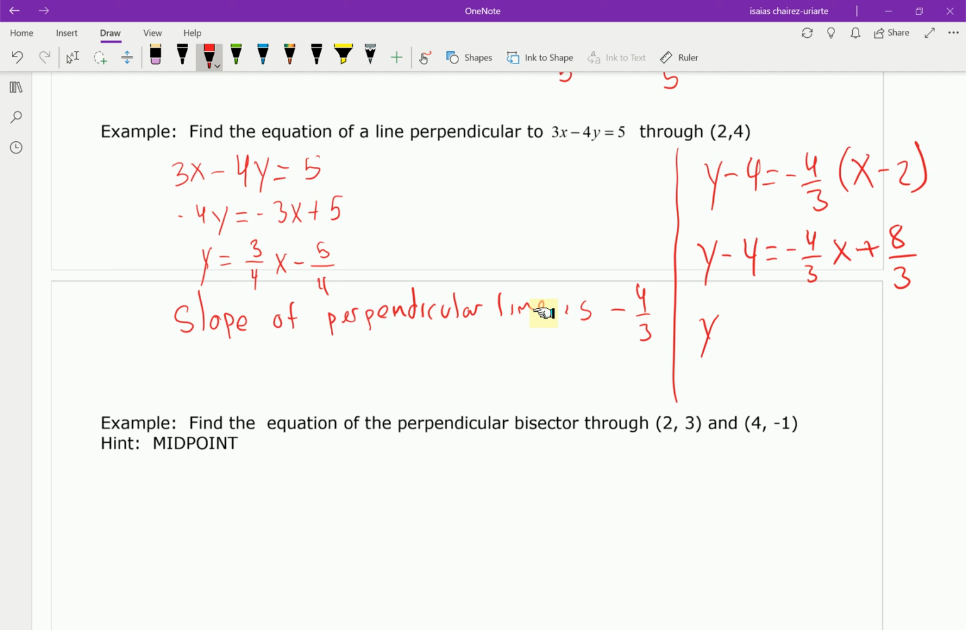Okay, so let me add 4 to both sides. 4 is the same thing as 12/3. So 12/3 plus 8/3 is 20/3. All right, so that's the equation that I want. Okay, so hopefully we agree on that answer.